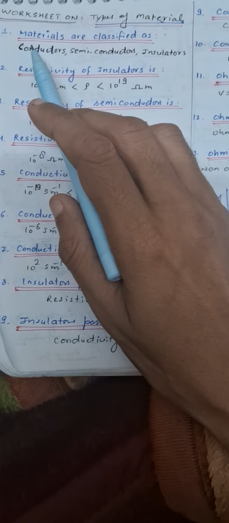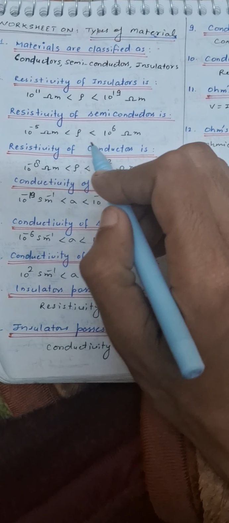Let's start with the worksheet on types of materials based on conductivity. Here is the worksheet on types of materials. The first question is: materials are classified as? These are classified as conductors, semiconductors, and insulators.